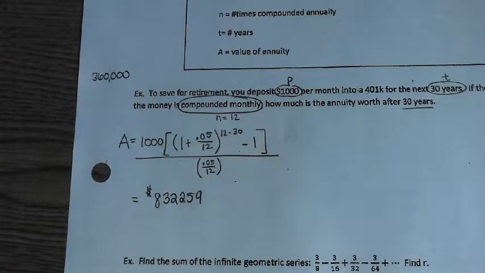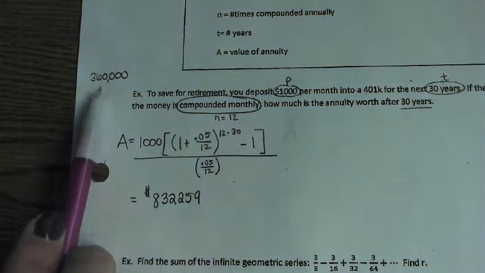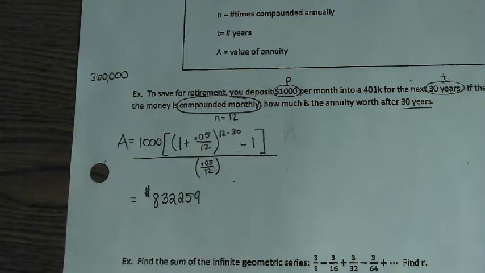So what's more exciting is how much that grew over the 30 years. Okay? So if you wanted to know that, or if you were asked that, you would just find the difference, that number minus 360,000, because 360,000 is what I calculated that I put in. So you made about 472,258 free dollars. Good?